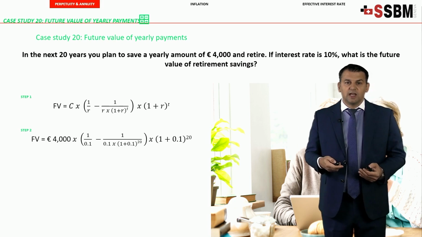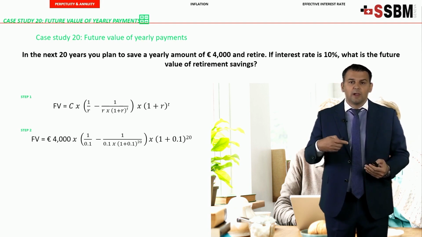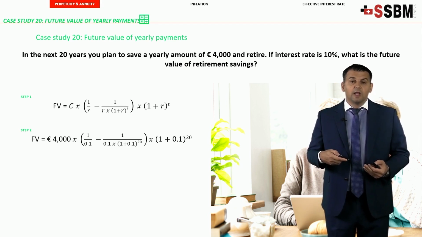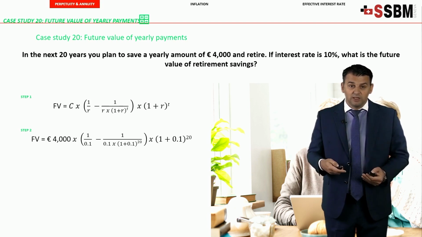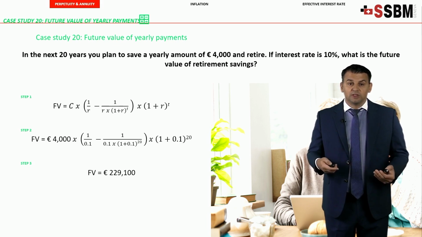4,000 euros times, between brackets, 1 divided by 10% minus 1 divided by 10% times (1 plus 10%) to the power of the number of years, 20 years here. So this is to get the present value. Once you have the present value, you have to compound it to get the future value, times (1 plus 10%) to the power of 20, and you will get your future value. So this total is 229,100 euros. This seems really a good deal for them, right?